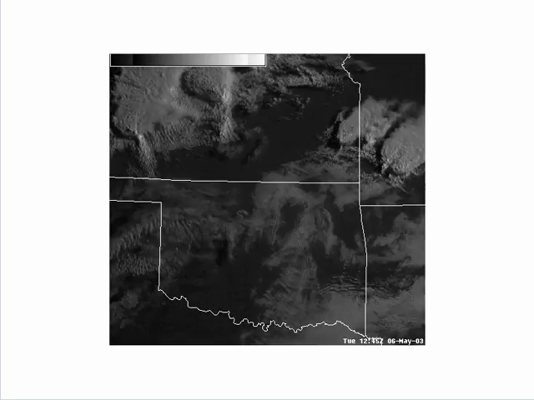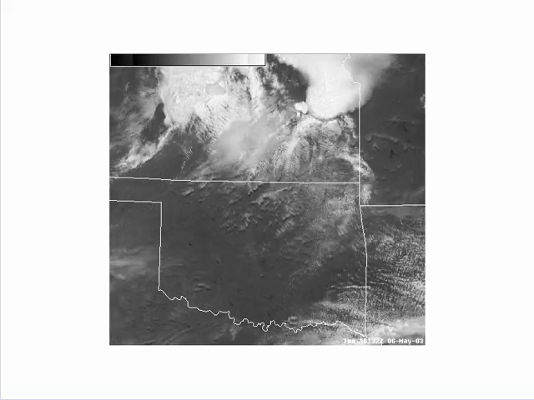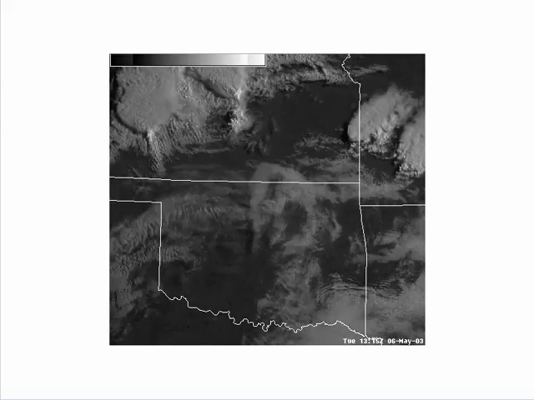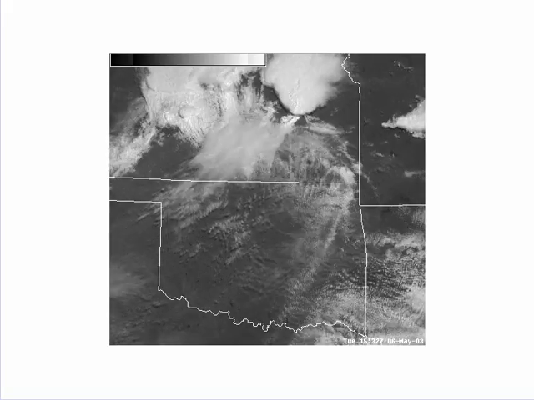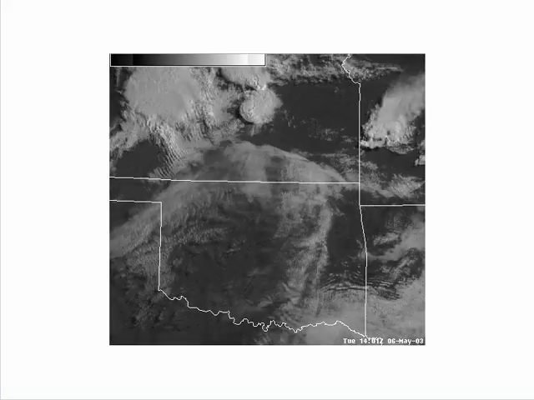This is a visible loop starting at about the time the sun comes up on 6 May and going to about midday or so. And there's several interesting things to note. First of all, notice the convection ongoing in western Kansas. And remember from before that the ADA was showing a cooler air mass in this place.